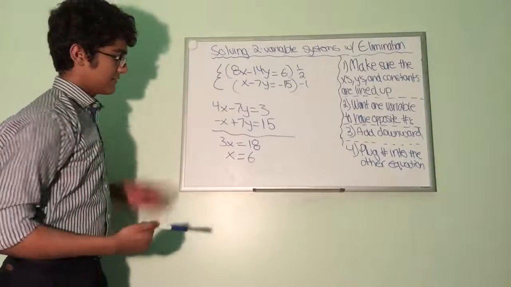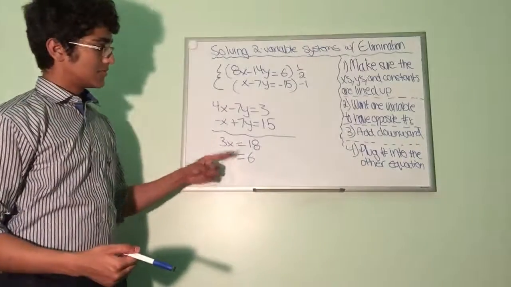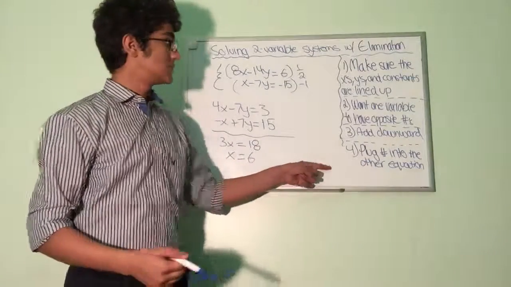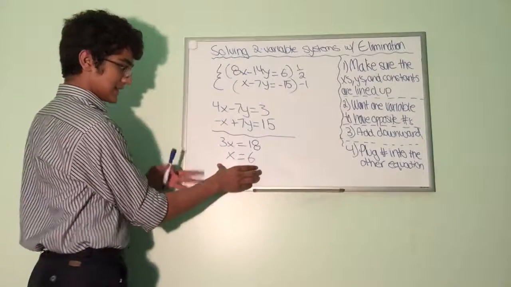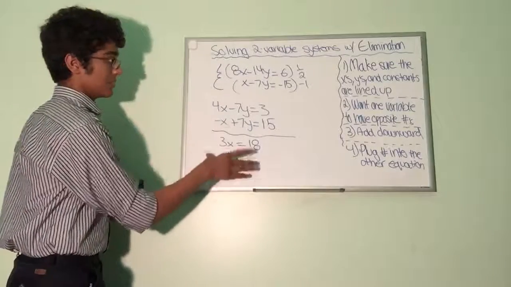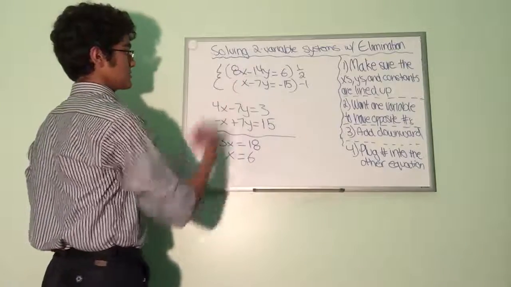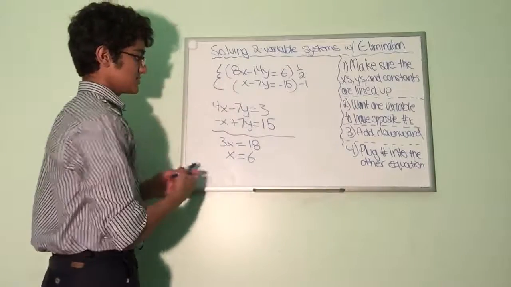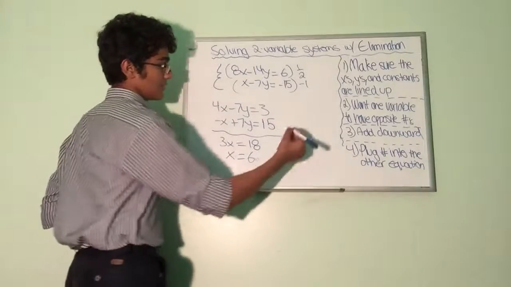Now that we have the value for x, what you need to do is you need to plug the value into the other equation. So we just need to take the x value here, and plug this value into one of these equations. So this equation seems pretty simple, so let's just plug in 6 into this equation right here.